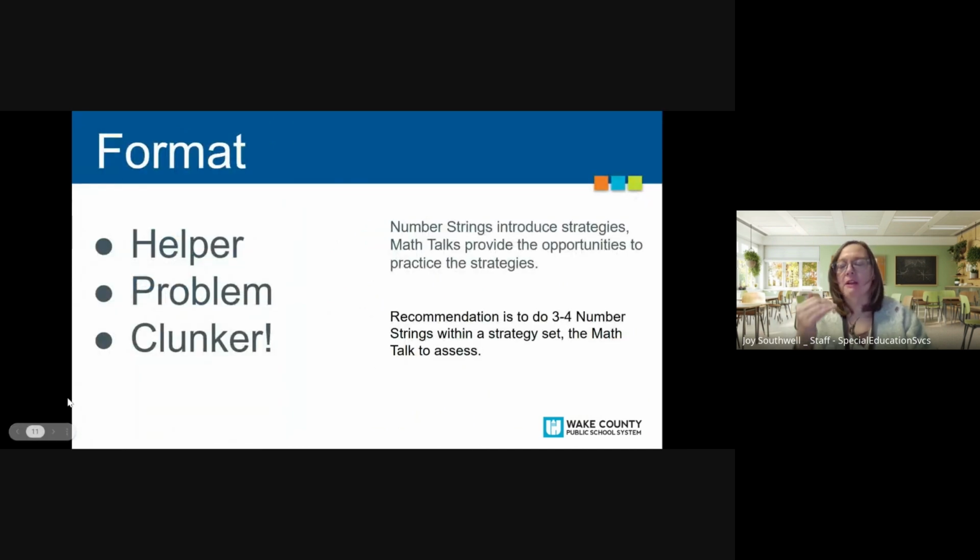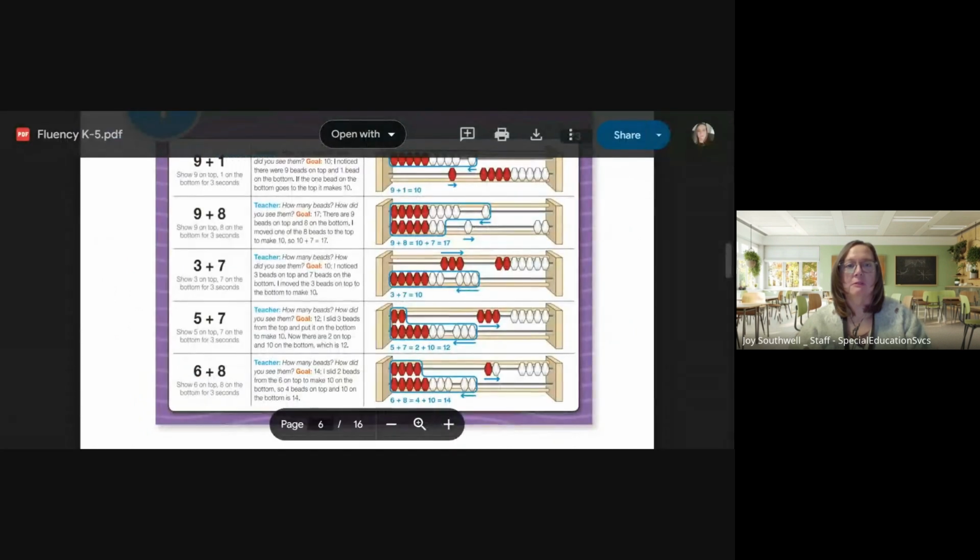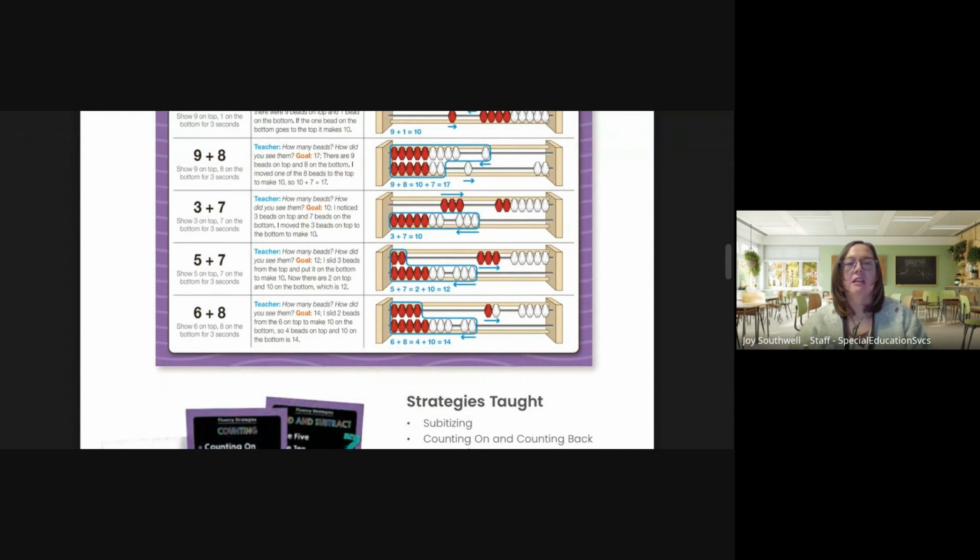So this is a format for the number strings, kind of your helper, your problem, and then your clunker. This one kind of had 2 problems. I think some of the samples may have 2 or 3 problems, but if you look at this one in the samples here, 9 plus 1, 9 plus 8, 3 plus 7. So they're kind of drawing on their knowledge of sums to 10, but then they throw in here the 6 plus 8, and they were using the Rekenreks.